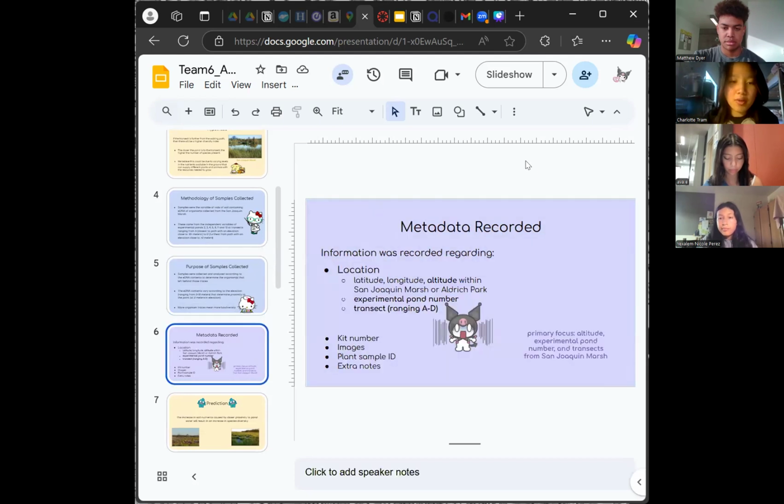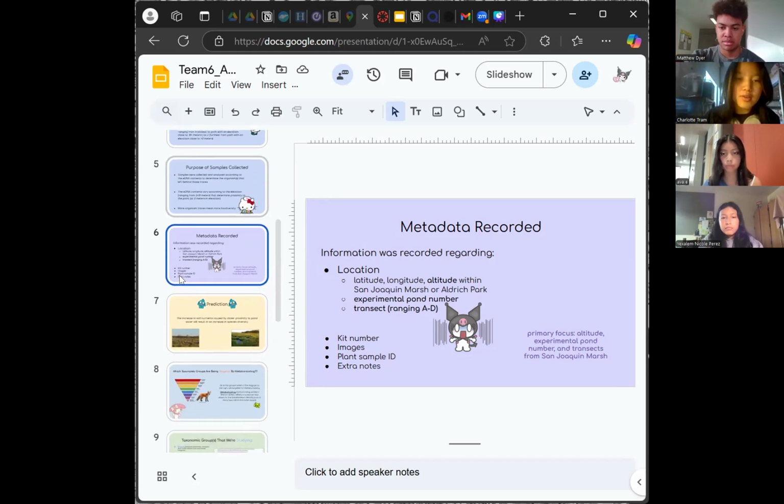Some of the metadata we recorded was regarding location, so latitude, longitude, and altitude within the San Joaquin Marsh or Aldrich Park, and the transects we had ranged from A to D. So our primary focus was the altitude, experimental pond number, and transects from the San Joaquin Marsh, and we also used the kit number, images, plant sample ID, and taking notes.